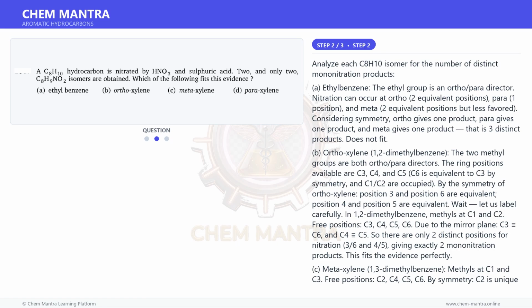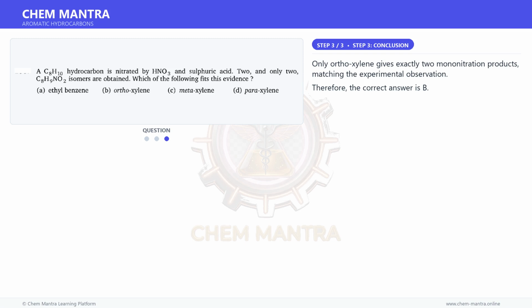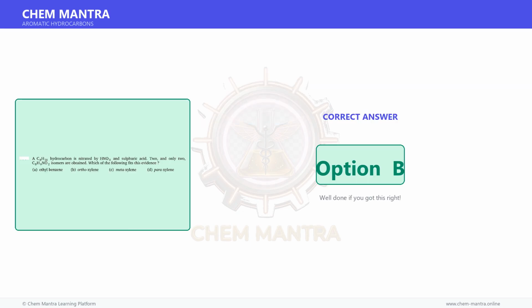Does not fit. And for the final step. Only orthoxylene gives exactly 2 mononitration products, matching the experimental observation. Therefore, the correct answer is option B.